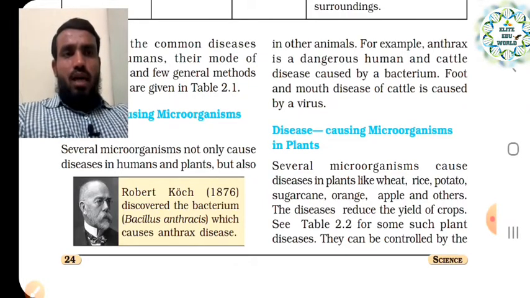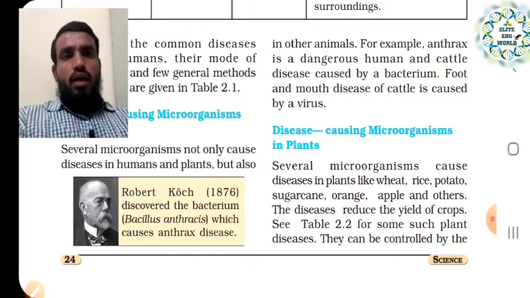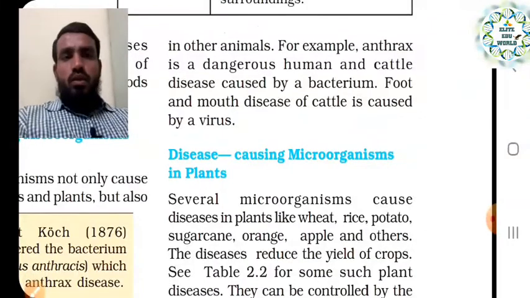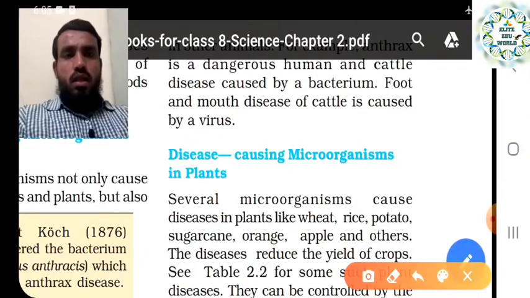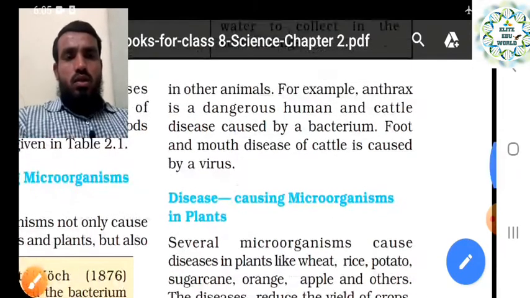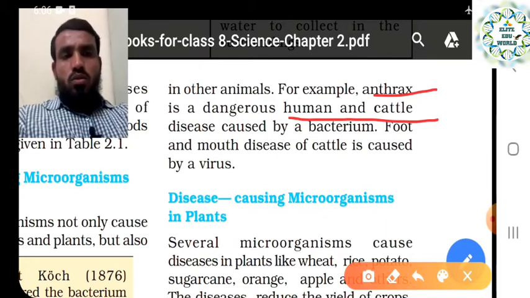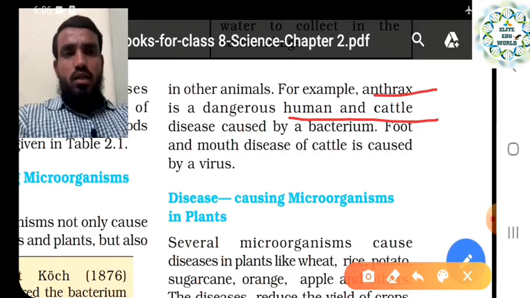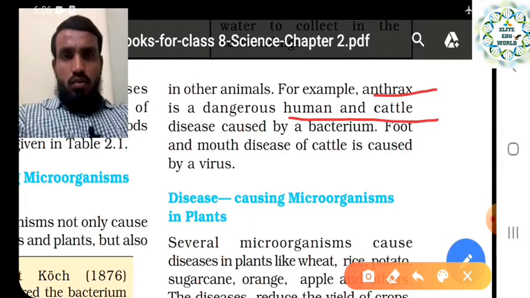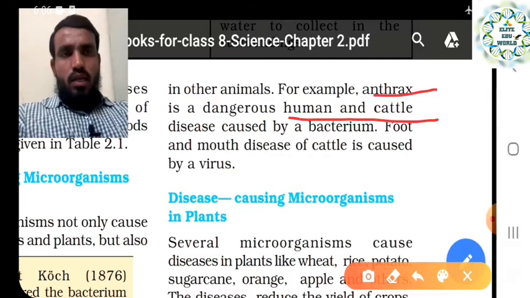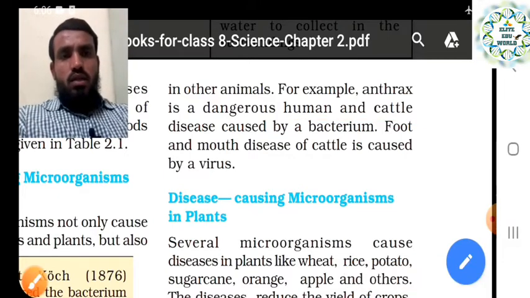For example, we have taken the example of anthrax. Anthrax is dangerous for humans as well as cattle. This disease is an example which can cause problems in humans as well as cattle. The name of this germ is anthrax. The anthrax disease can happen to both human beings and animals like cattle. It is caused by a bacterium, and foot and mouth disease of the cattle is caused by a virus. Like this, viruses can cause diseases like foot and mouth disease in many animals like cattle.